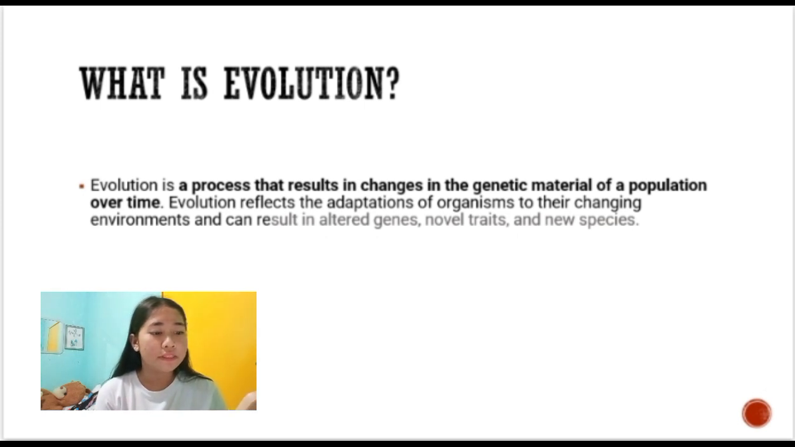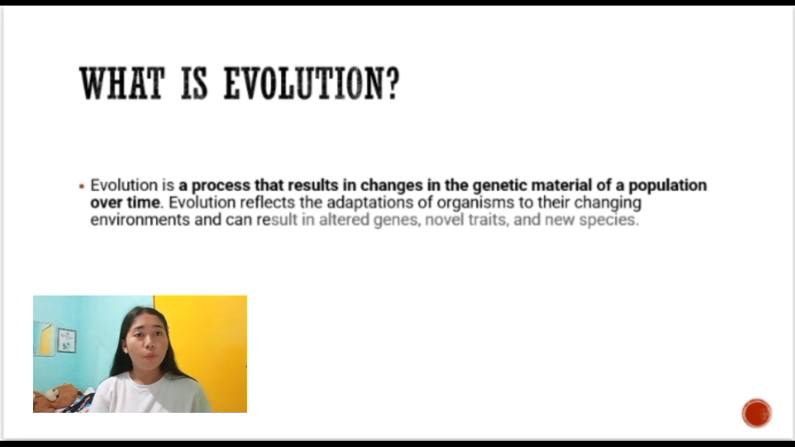Evolution reflects the adaptations of organisms to their changing environments and can result in altered genes, novel traits, and new species. A species is split into a number of new forms when a change in the environment makes new resources available or creates new environmental challenges. For example, finches on the Galapagos Islands have developed different shaped beaks to take advantage of the different kinds of food available on different islands.